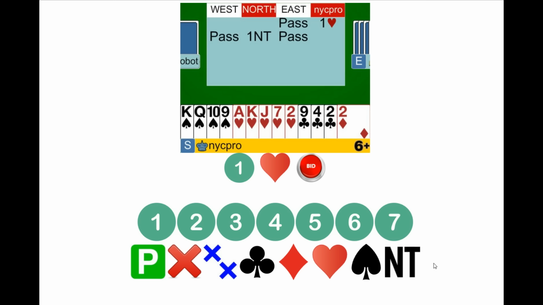All right, so this time we opened a heart and partner bid a no trump. Your bid. The pass isn't a suggestion. I'm just throwing stuff in here.